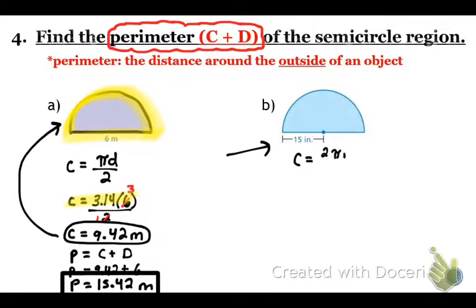Okay, 2 pi r. Now, I don't want the entire circle. I only want half of it. So what do I have to do to that formula? Divide it by 2. Because once again, I don't want the distance around an entire circle. I only want it around the semicircle, the half circle. Okay? So let's start plugging some things in.